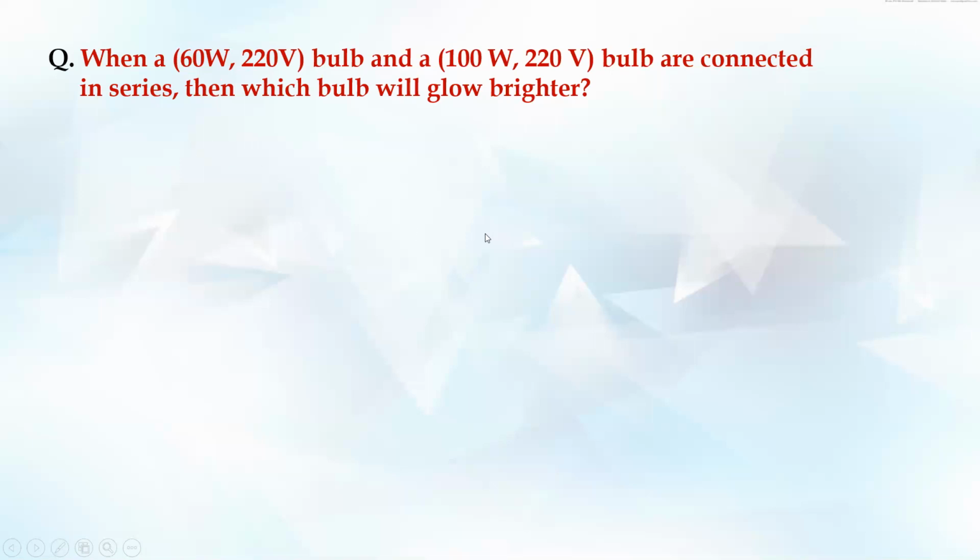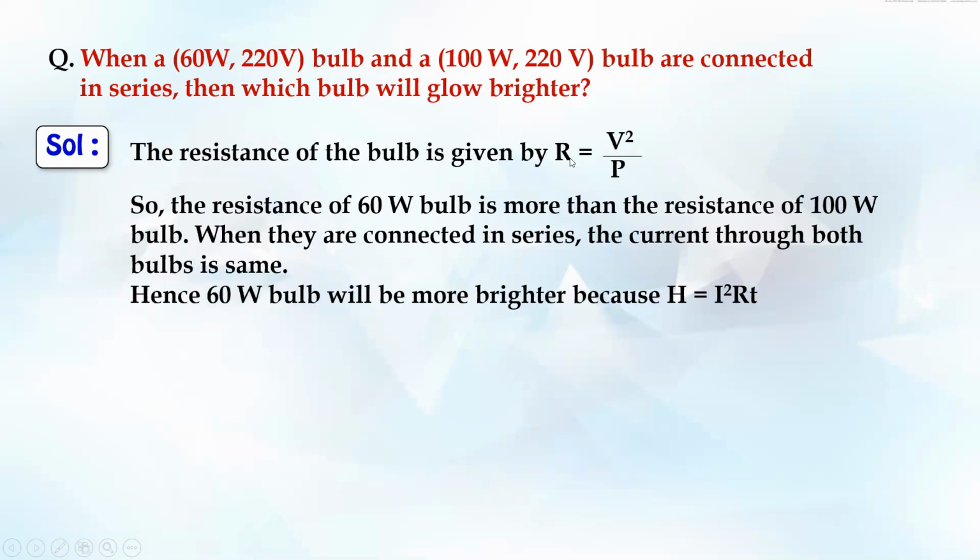So now we have been given two bulbs. 60 watt bulb, potential difference 220; 100 watt bulb, potential difference 220. That means the potential difference of both is the same, but only the power is changing.